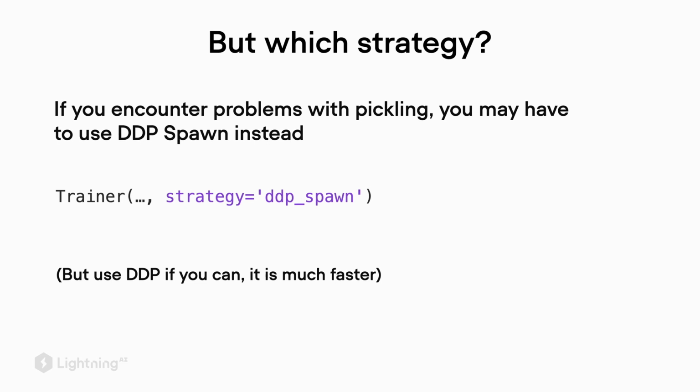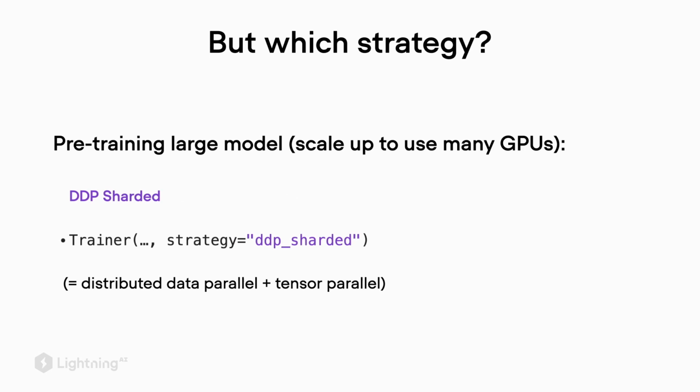So remember, in distributed data parallel, we are copying the model to different GPUs, and in this case, if we have memory concerns, if the model is too big for GPU memory, we may want to use DDP sharded. So DDP sharded is essentially a flavor of data parallelism with additional tensor parallelism. And sharding here would refer to the splitting of the tensors.